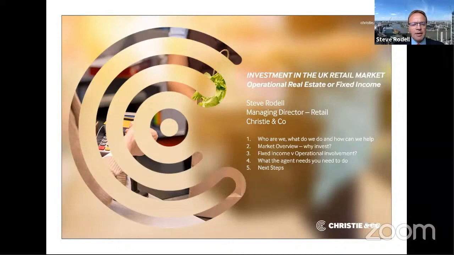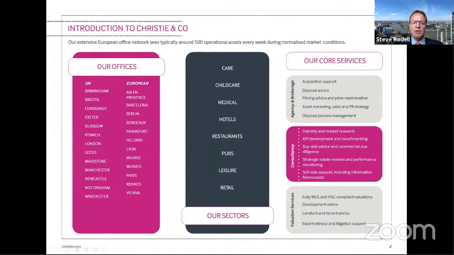We'll talk a little bit about fixed income opportunities, which are the real estate investments that Yash was mentioning a little while ago, versus operational involvement, which is what is important if you cannot invest in the real estate. So an introduction as to who we are and what we do. I'm the managing director of Christie & Co, and I sit on the board alongside a number of other managing directors who oversee the sectors that we specialize in the UK.